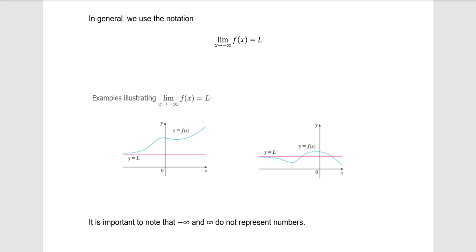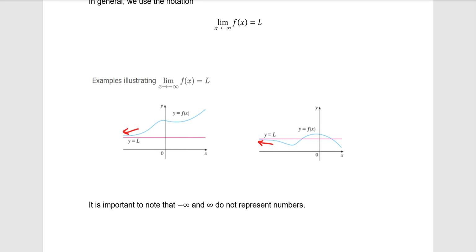The limit of f of x as x goes to negative infinity. As we go more to the left, on the first graph it's approaching that L. Same thing with the second graph. It is also approaching that L. What that means is it's going to get asymptotically close to it. It's going to get closer and closer to that value, but it's never actually going to touch it. I also wrote at the bottom of this page that it's important to note that negative and positive infinity do not represent numbers.